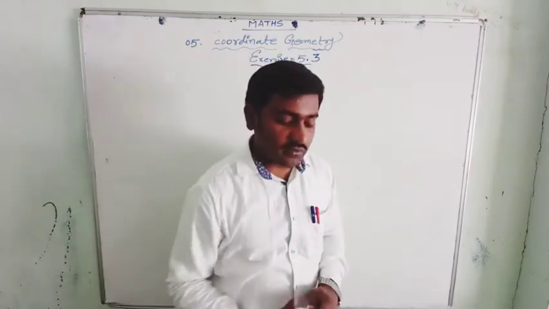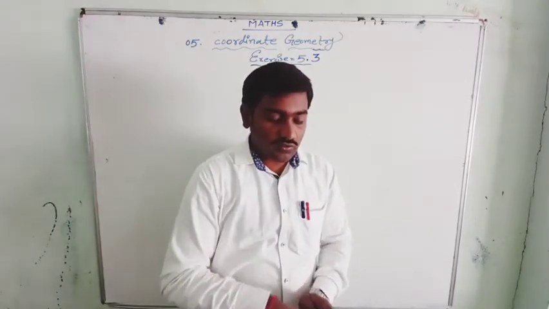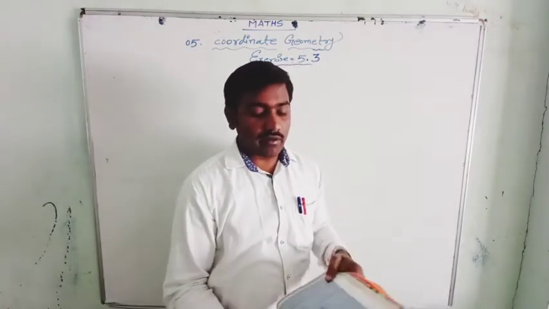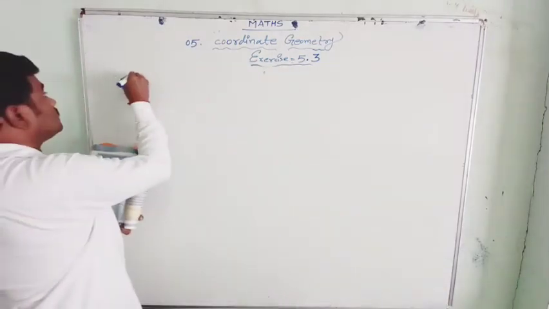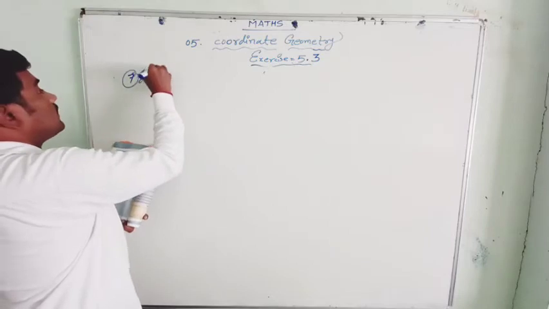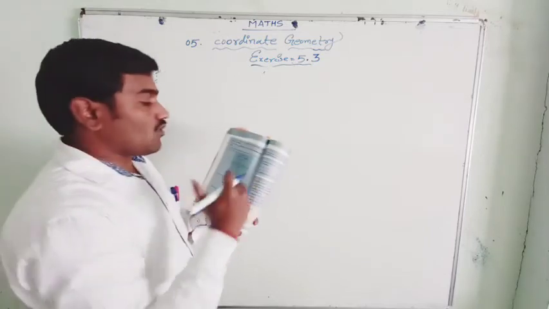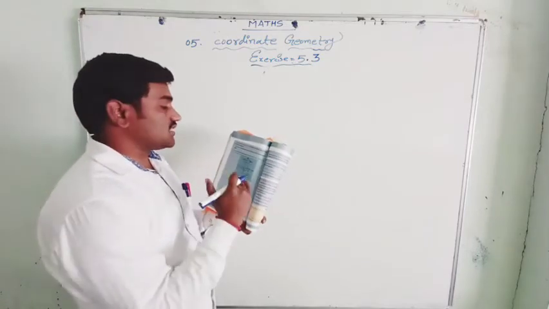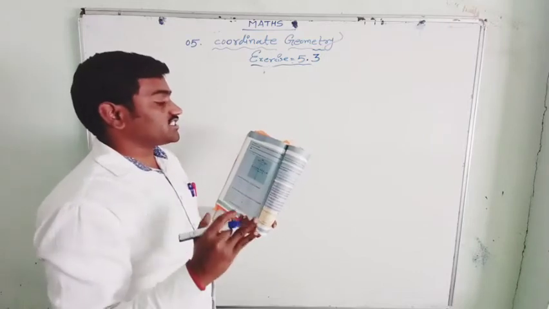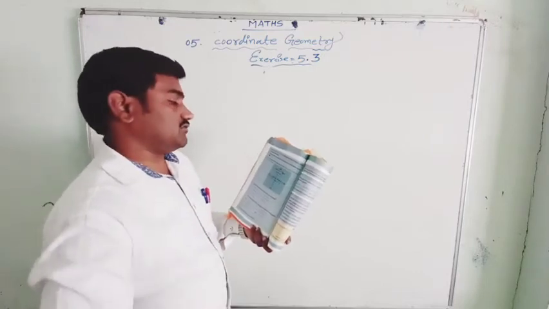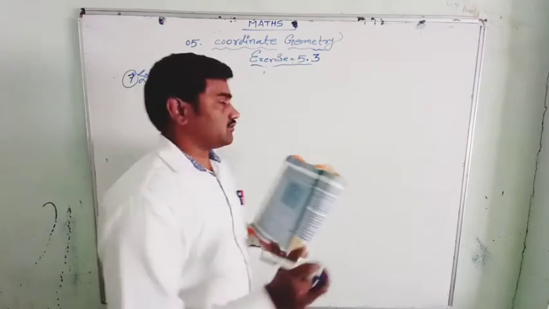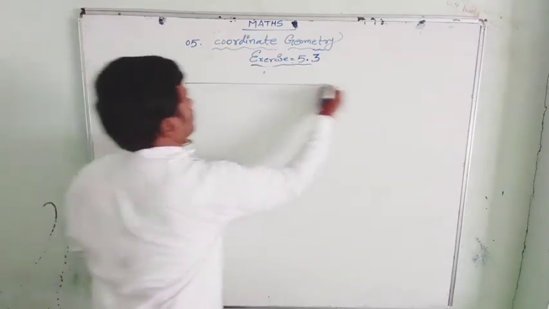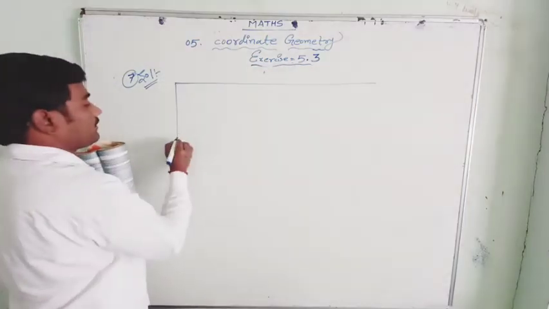Yes, question number 7 now. Remember, this makes you perfect some more in this chapter, so we have to think a little more. We have to extend our thinking skills. Plot at least 6 points on the graph sheet. Okay, we'll plot the points on the graph sheet.